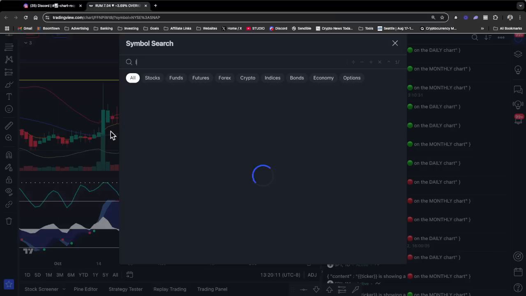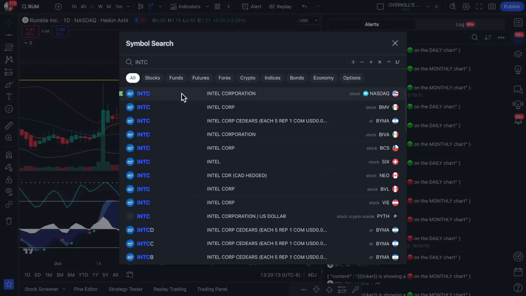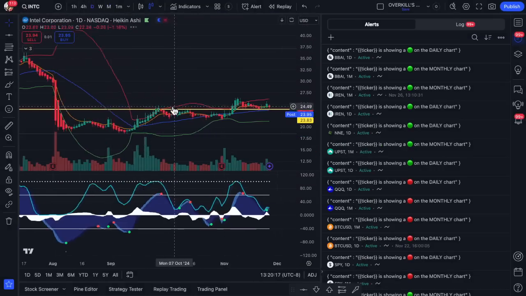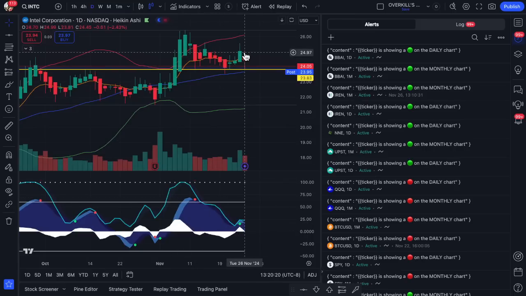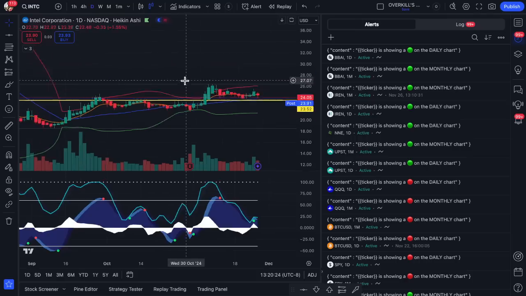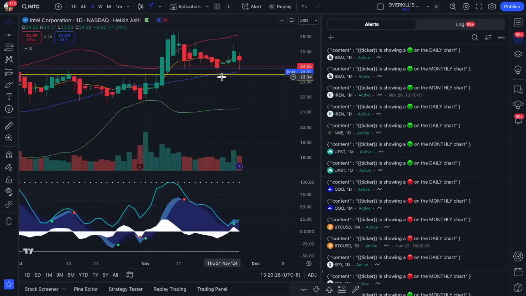Intel, good call out here. Intel's a good call out. I've been keeping my eye on this one. I know the monthly is red here, but it did get a green dot yesterday right here. It did have a flush out candle here. New stop loss is going to be right there at 23.50. I still like this one above the EMA there. You can see it's above its 30-day EMA. Use a stop loss at 23.50 on Intel.